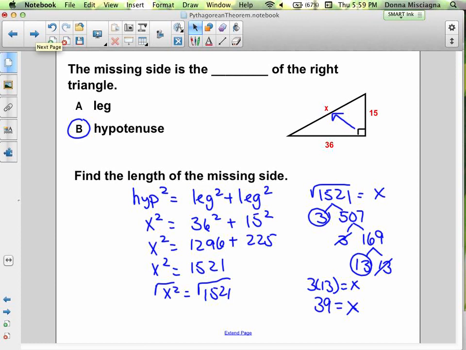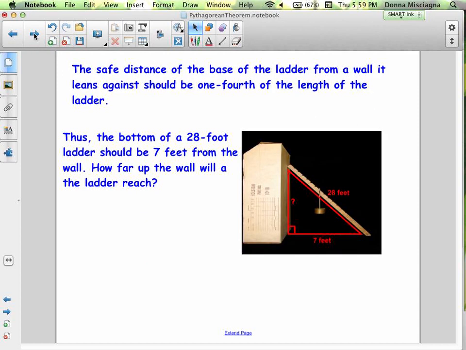Right? Let's solve another problem. And this one is in the notes. The safe distance of the base of a ladder from a wall it leans against should be 1/4 the length of the ladder. If it's too close, it might tip over. And then you will break your skull. So thus the bottom of a 28-foot ladder should be 7 feet from the wall. How far up the wall will the ladder reach?